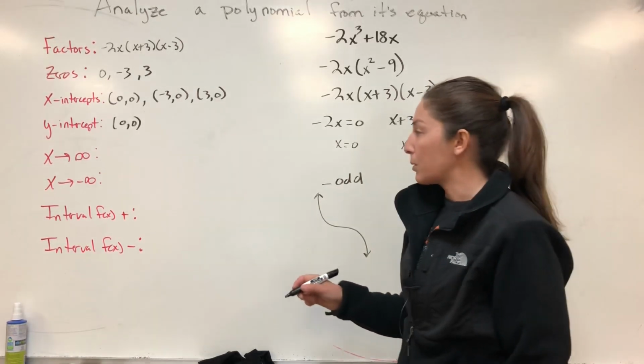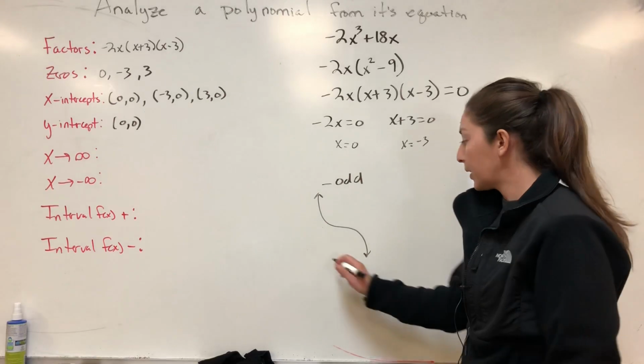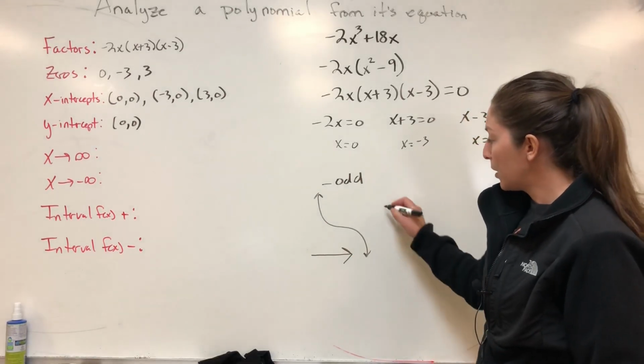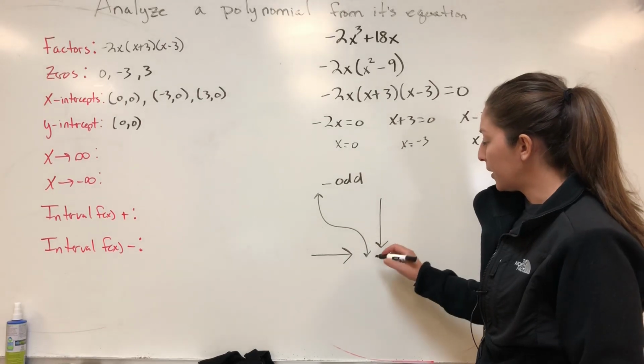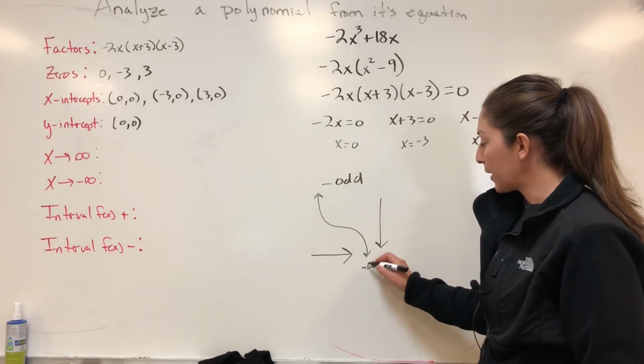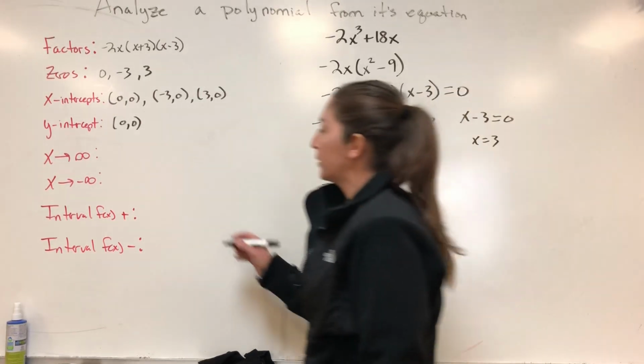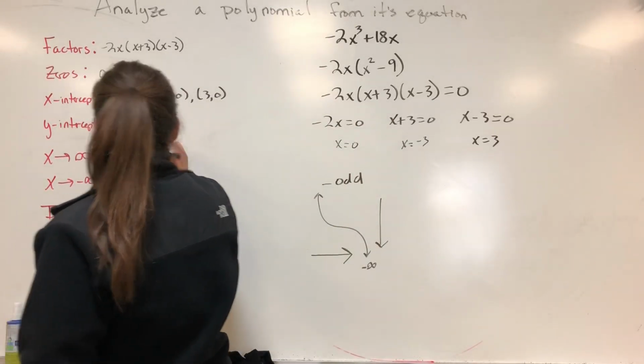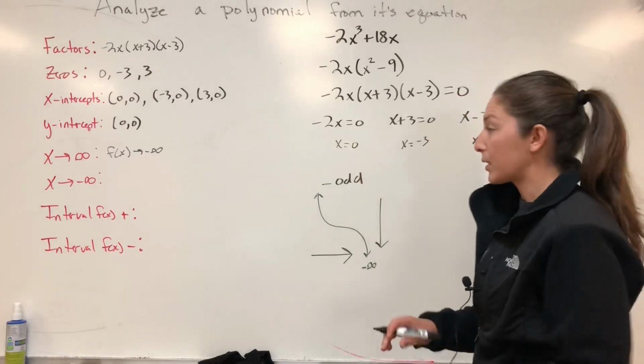So as x goes to infinity, if we read this graph from left to right, where does the graph go? Oh, it's going down. So this is going to go to -infinity. So f of x goes to -infinity.